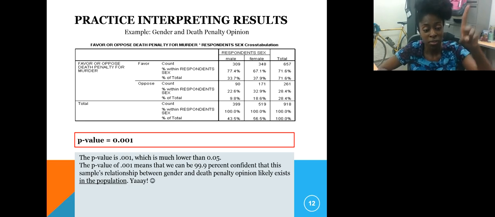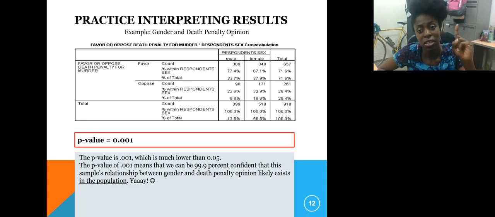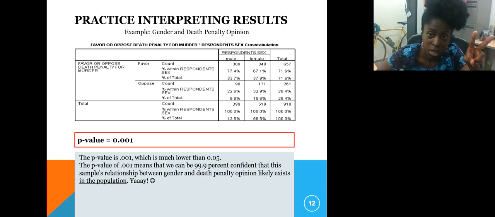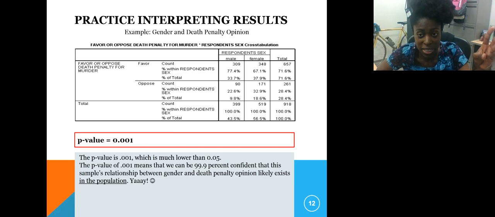So 1, we reject because p is less than 0.05. We can be at least 99.9% confident, not just 95 even. 2, what does it mean? Rejecting the null means that we accept the research hypothesis, that there is a relationship between variable A and variable B. And therefore, we can say that what we're seeing in this sample likely exists in the population. I've said it 3 times now, so hopefully one of those stuck.